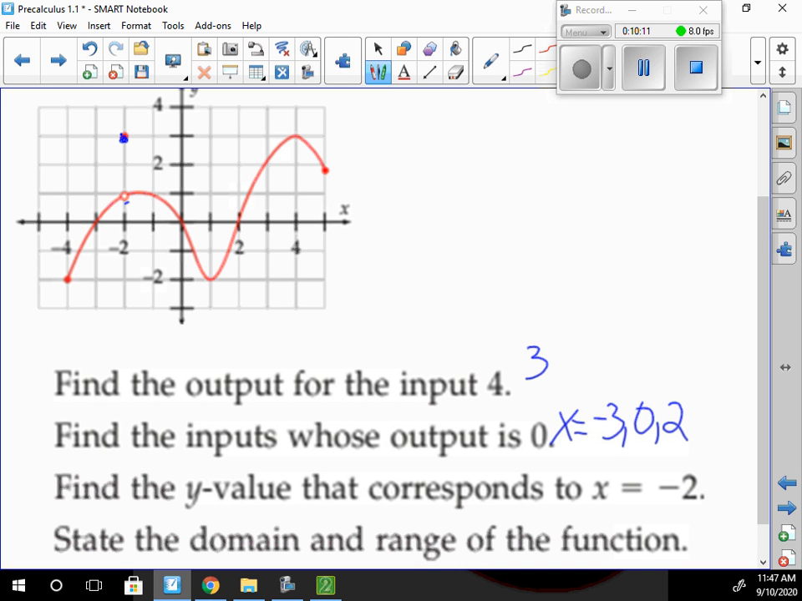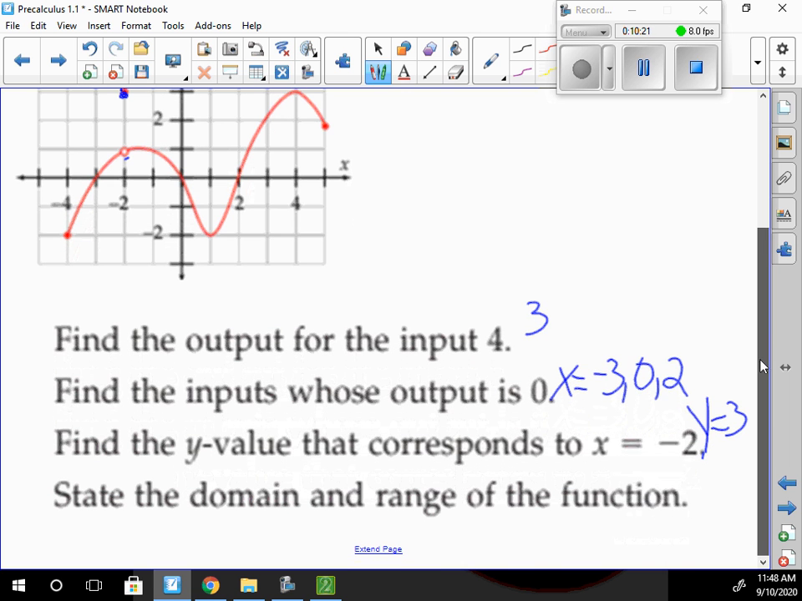So my y value for this red dot is 3. That's my output. Y equals 3. So anytime you see a hole in the graph, you can't count that one.